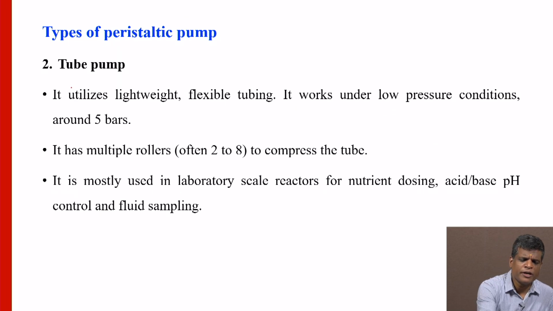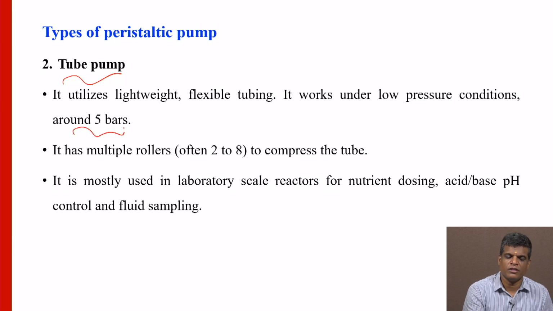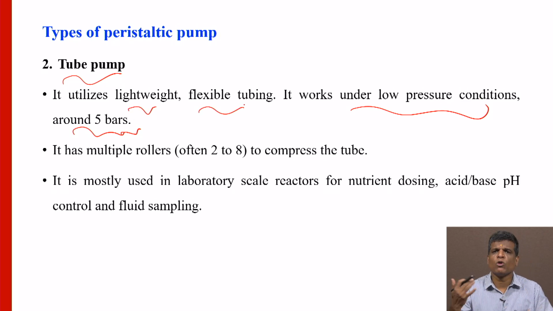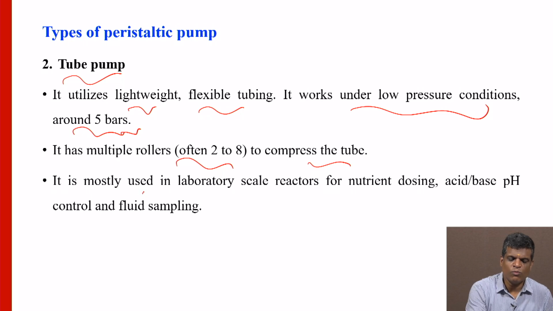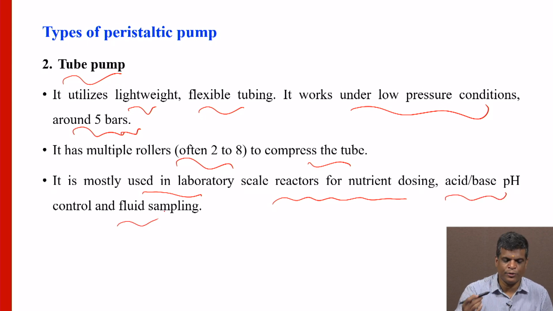Another type of peristaltic pump is the tube pump. The tube pump works up to 5 bars. The previous one, the hose pump, works up to 10 bar. This works up to 5 bar, a low pressure condition. It uses lightweight, flexible tubing. It has multiple rollers inside, for example two to eight, to compress the tube here. It is mostly used at laboratory scale and in reactors for nutrient dosing, acid-base pH control, and fluid sampling. All these places use the tube pump.